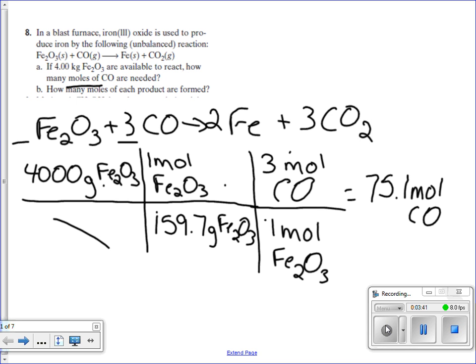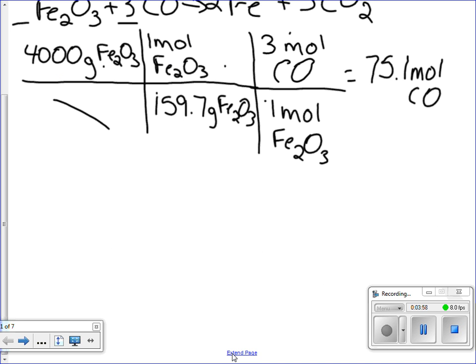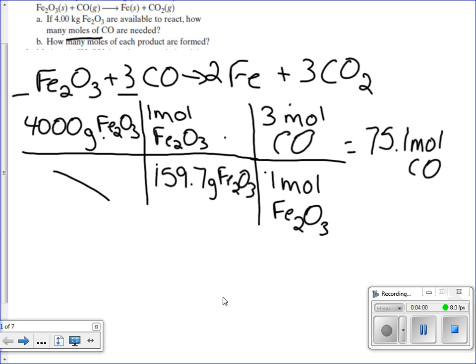of carbon monoxide. All right, for B, how many moles of each product are formed? The easiest problems are always mole-to-mole problems. So if a question asks for you to end with moles and there's a way for you to begin the problem with moles, do it. So I could start out using 4,000 grams of Fe2O3, but it's a lot easier if I start out using 75.1 moles of carbon monoxide.